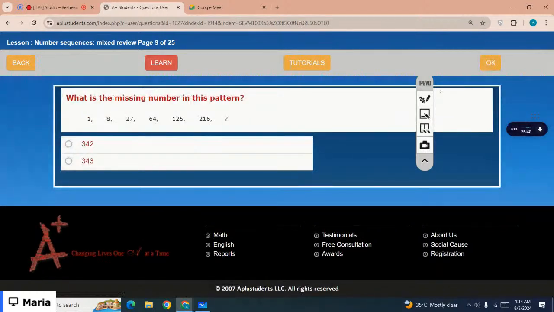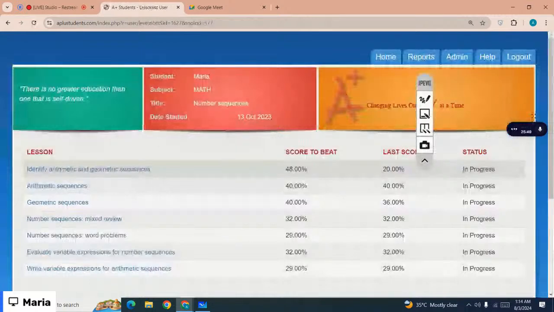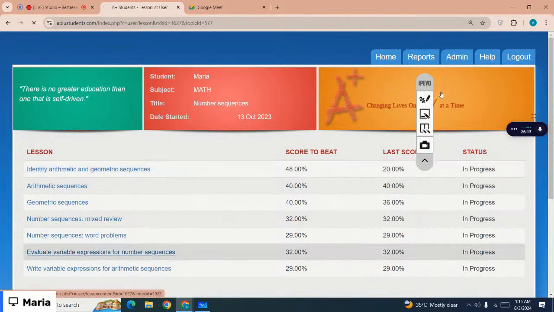You can complete the lesson by yourself later today. Let me just move on to the next lesson. Okay, the next lesson is number sequence word problems. You can do the word problems on your own, right? Let's just start with the next one, that is evaluate variable expressions for number sequences.